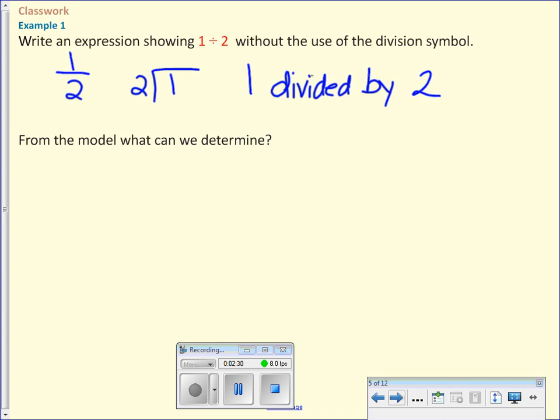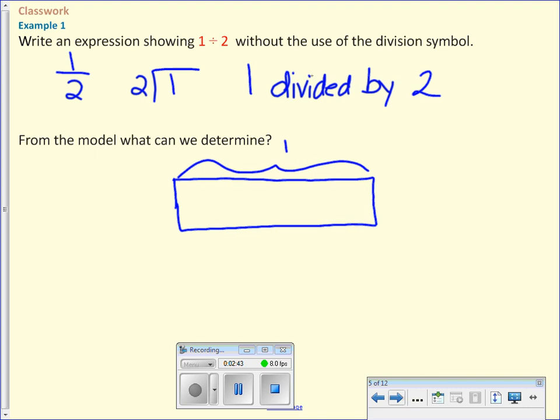Now let's draw a model. What is my quantity? What do I have? What's my total amount that I have that I'm dividing into groups? Right, I have 1 whole. So this represents my 1. And how many groups am I dividing it into? 2. So let's cut it into 2 groups. Okay? So this shows 1 divided into 2 groups, which is a half. Right?